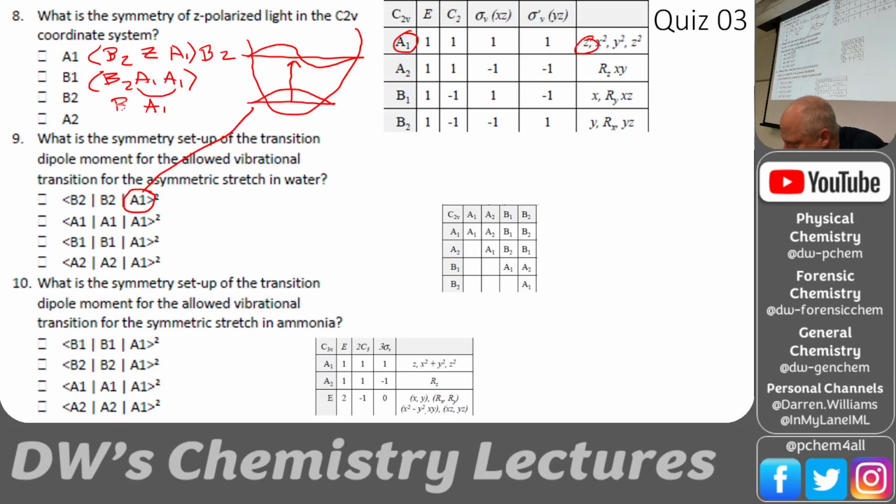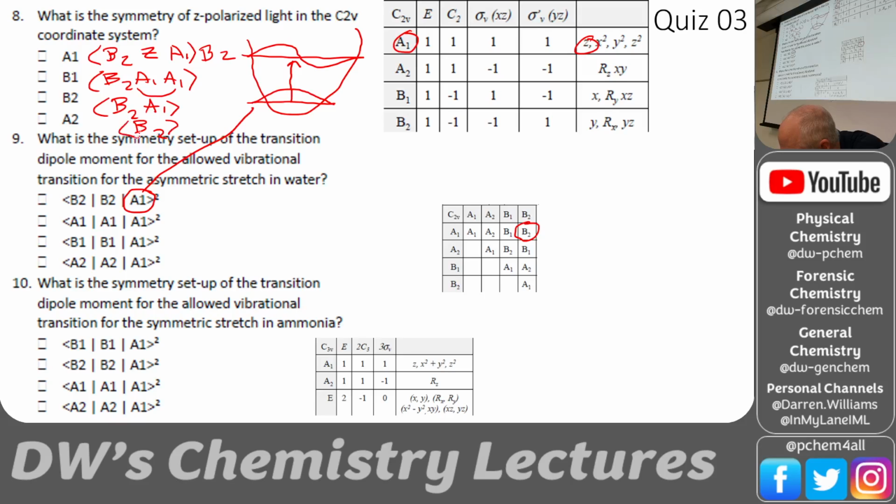And then we have B2 times A1. Well, anything times A1 is returned. A1 is like multiplying by 1, okay? We can see that down here in this character table. I've got A1 here times B2 is going to give me B2. Okay. So I end up with B2.